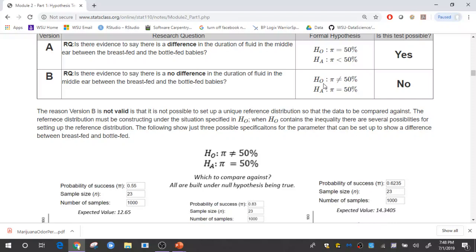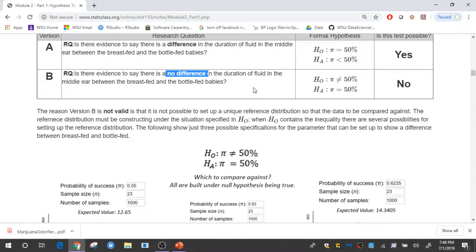I would set up my null hypothesis in that situation of pi not equal to 50%. Remember, my research question goes in the alternative hypothesis. So here I would have the alternative hypothesis would be that there's no difference, or a 50-50 situation. So my null hypothesis would have to be that there is a difference here.